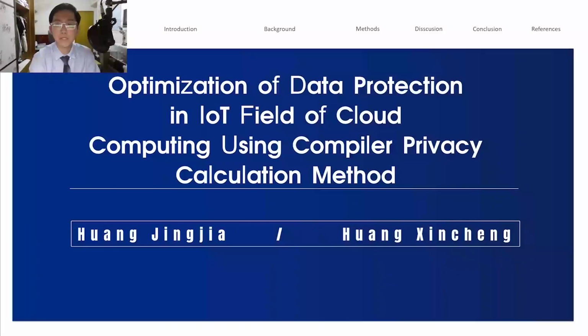Optimization of data protection in IoT field of cloud computing using compiler privacy calculation method. This study focuses on enhanced data security in the Internet of Things, the IoT domain within cloud computing, utilizing a novel compiler privacy calculation approach.